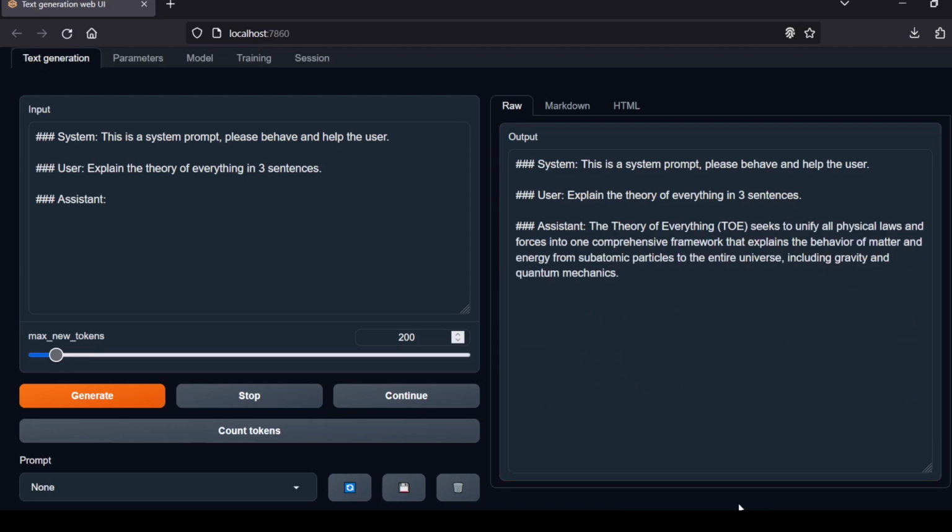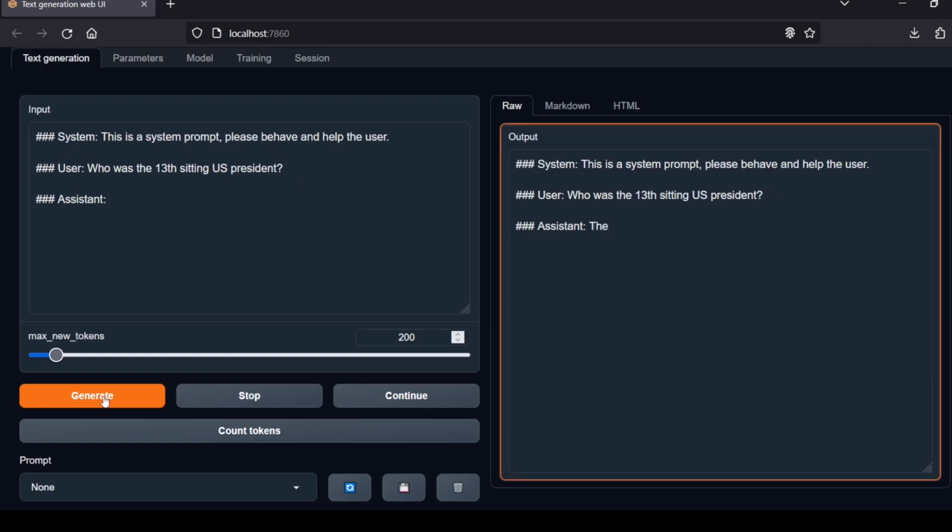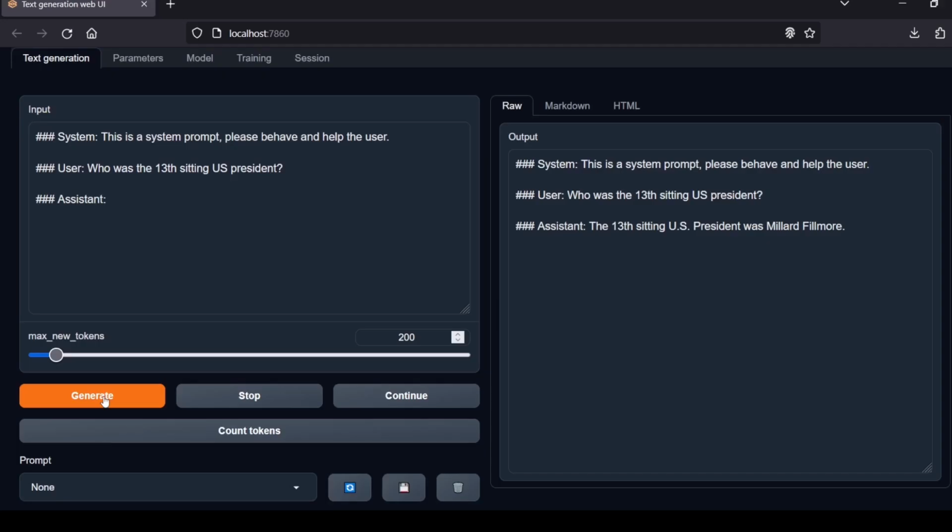Succinct and accurate. The model summarized that the theory of everything aims to unify all physical laws into one framework, including gravity and quantum mechanics. Local lab rating, partial. Next question: who was the 13th sitting U.S. president? The model stated Millard Fillmore, which is the right answer.